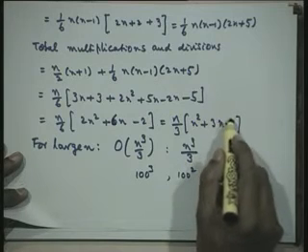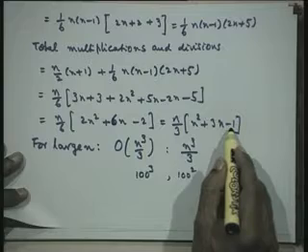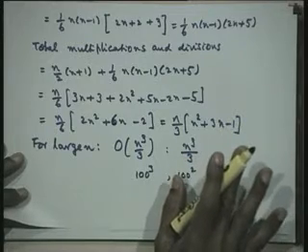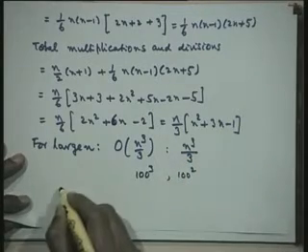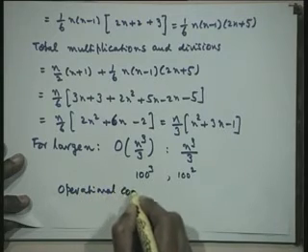However, we can give the exact number of total multiplications and divisions that are required. As I said, this is usually called the operational count. First of all, this is called the operational count.